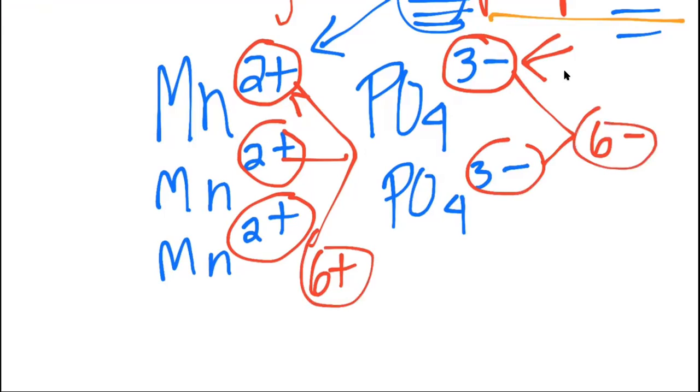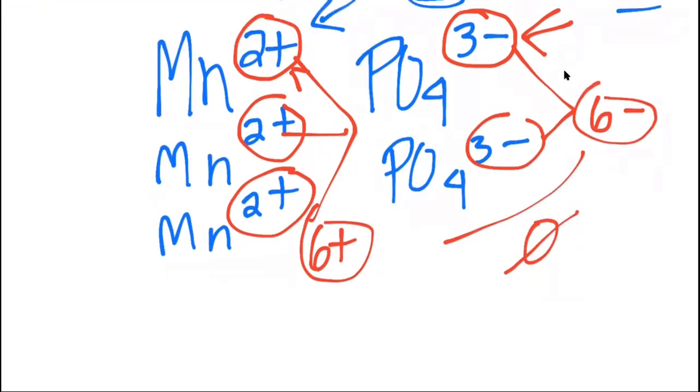That's the whole point of writing the formulas for ionic compounds and using the charges to balance, is because all of my charges have to cancel out because they have to exchange the same number of electrons. Whatever electrons the metal loses, the nonmetal or the polyatomic ion has to gain them. So they have to be equal. Okay.